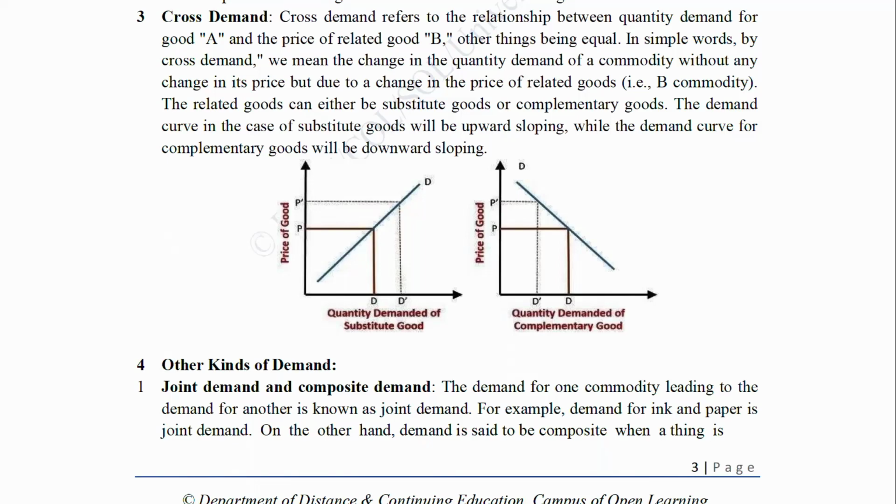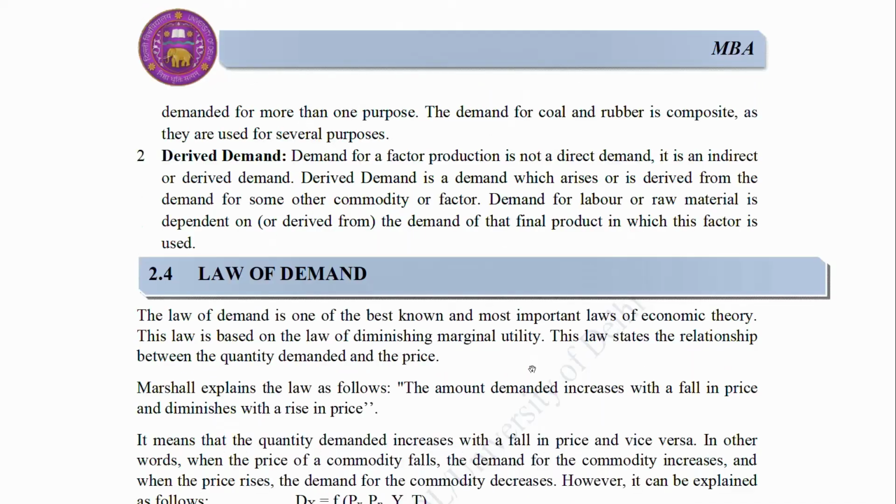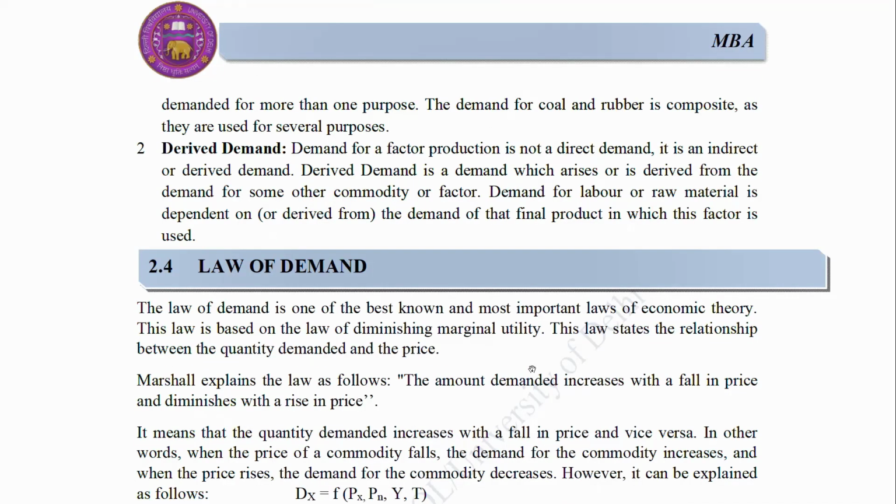Fourth, other kinds of demand. 1. Joint demand and composite demand. The demand for one commodity leading to the demand for another is known as joint demand. For example, demand for ink and paper is joint demand. On the other hand, demand is said to be composite when a thing is demanded for more than one purpose. The demand for coal and rubber is composite as they are used for several purposes.